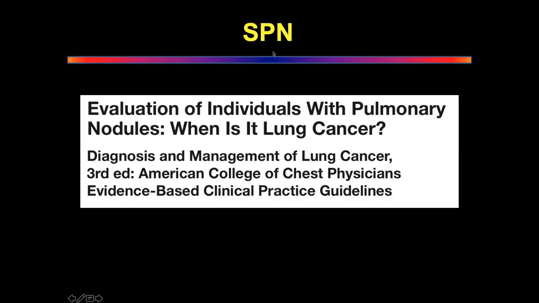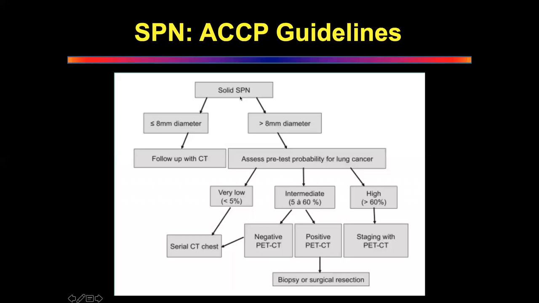All right. So basically, whenever you have a solitary pulmonary nodule, follow one of the two or three guidelines. There are three or four guidelines. Tell me the guidelines that you know, Nikhil. Don't tell me the details, just the names of the guidelines. One is ACCP guidelines. NCCN guidelines. What else?